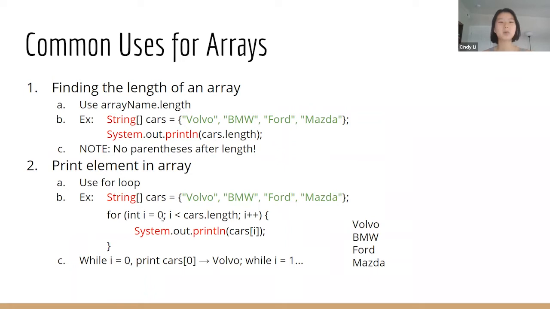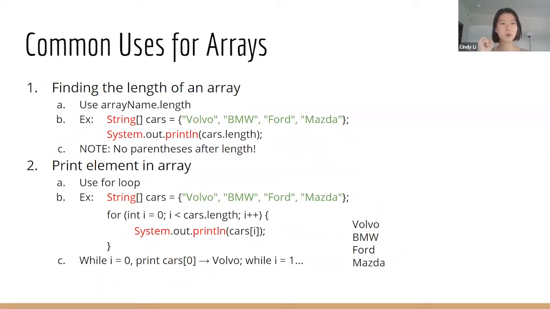So when we're looping through an array and trying to print everything in the array, we always start from 0, and then we have i is less than cars.length. Now remember, it's always less than the length, because here the length is 4, but the highest index number is only 3.